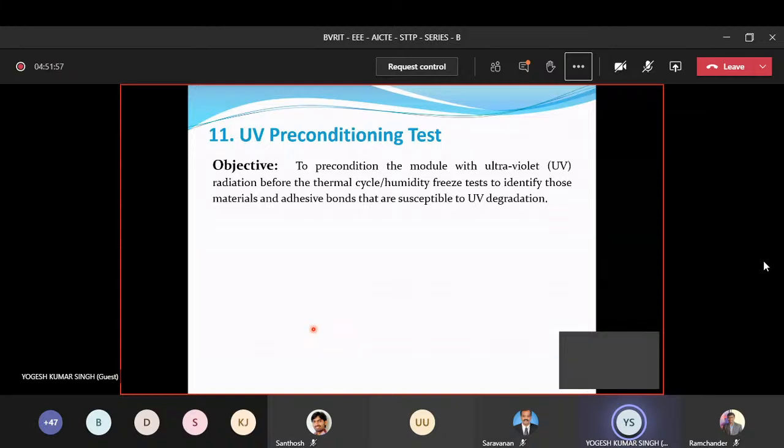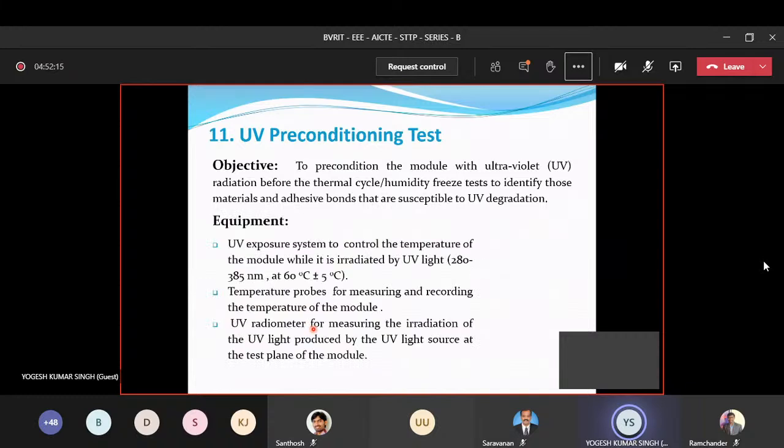For the UV exposure system, to control the temperature of the module irradiated with UV, around 280 to 380 nanometer, it will work at 60 degrees centigrade in that particular system. Now the temperature probes are for measuring and recording the temperature in the module, and then you require the UV radiation measurement. So this is a typical example of the UV chamber.